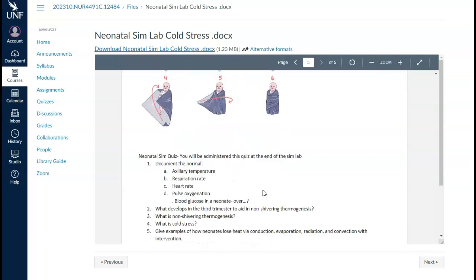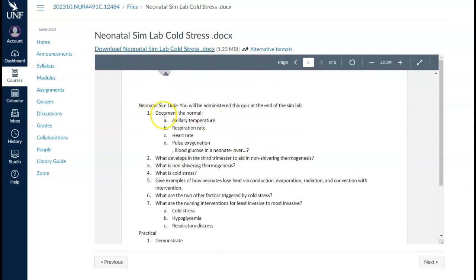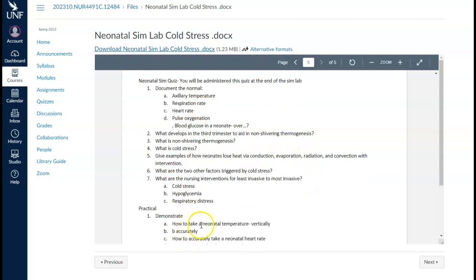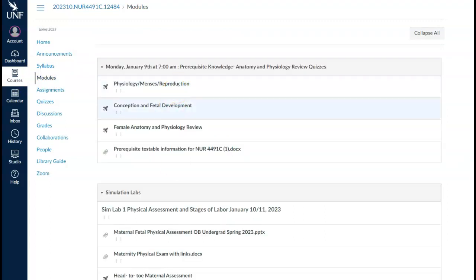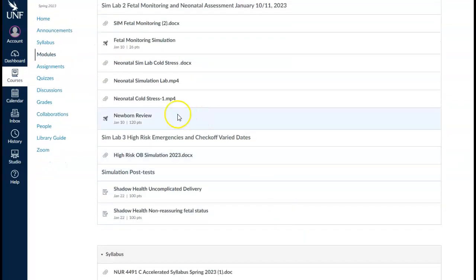I even have the questions that I ask right here. What's the temperature, heart rate? What is it supposed to be? What is non-shivering thermogenesis? Then we're going to show you how to take a heart rate, how to rapid neonate, all of those things in the simulation lab. So you're going to have to take this neonatal review first before the simulation.